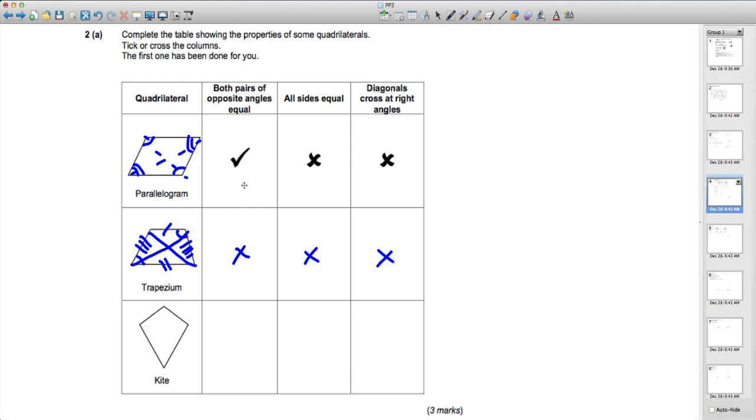Both pairs of opposite angles are equal in a kite. Is that angle equal to that angle? Well, yes, it is. But is that angle equal to that angle? No, it isn't. Because we need both pairs equal. Are all sides equal? Well, these two are equal, but these two are not the same as these two, so no. And diagonals cross at right angles. Well, let's check that one out. You should know this one here. That crosses with that. That is indeed at a right angle, so yes. Again, easy 3 marks.